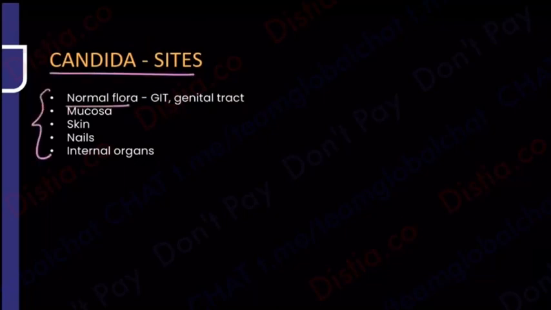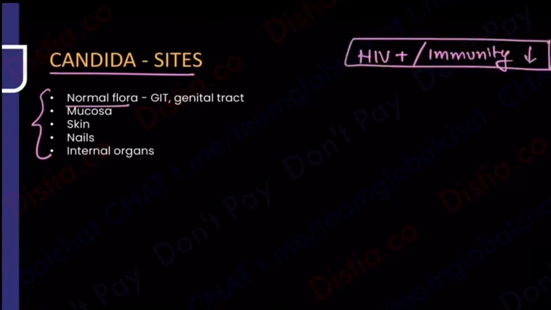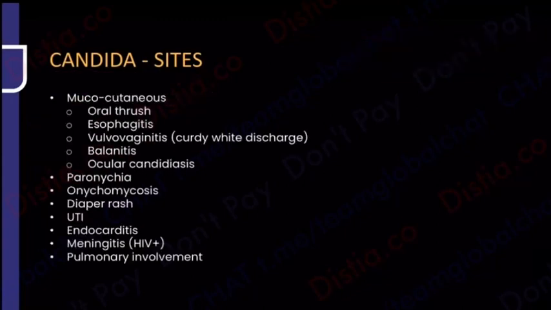And now I'm going to tell you that when the immunity of the person goes down for whatever reason, maybe because of HIV or whatsoever, when the person is immunocompromised, then this normal flora can only end up causing infections, right? So what are the different types of infections? And this I've all written because I think when you start enumerating, every part of the organ of the body is affected. So let's go with the common ones.